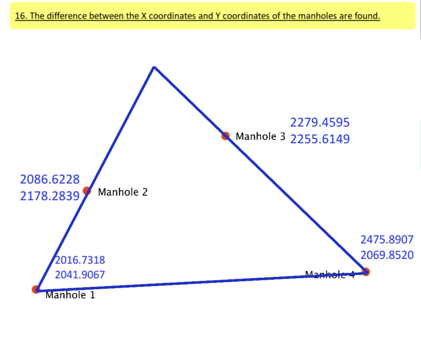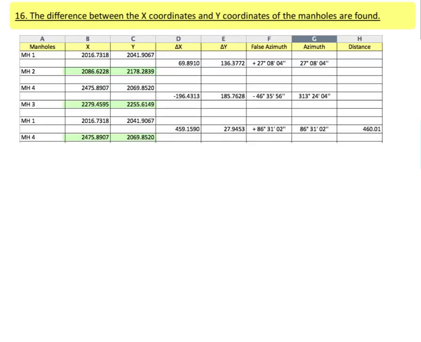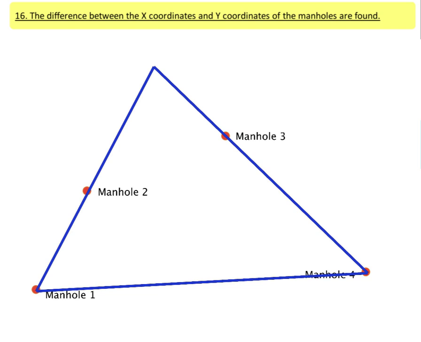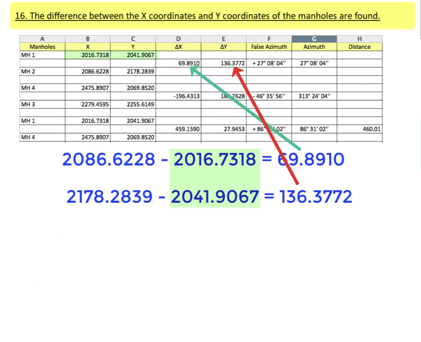The difference between the x-coordinates and y-coordinates of the manholes are found by subtracting the forward coordinate from the back coordinate. Since the sewer line is going from manhole 1 to manhole 2, the coordinates for manhole 1 are subtracted from the coordinates for manhole 2.